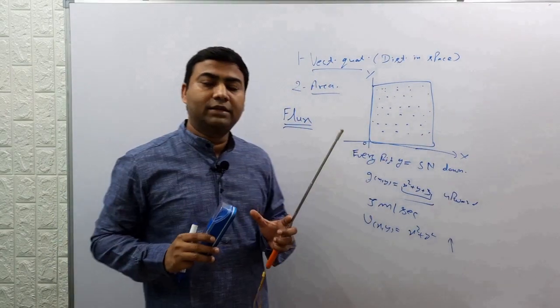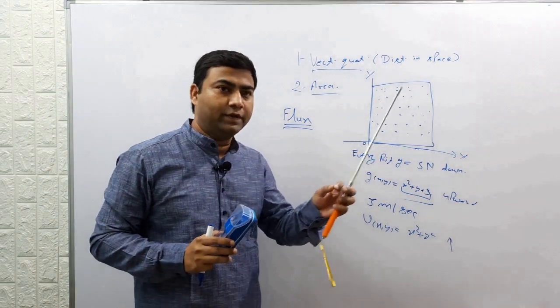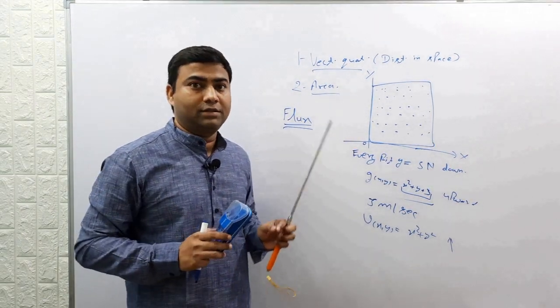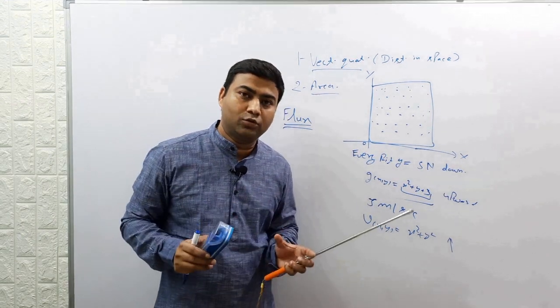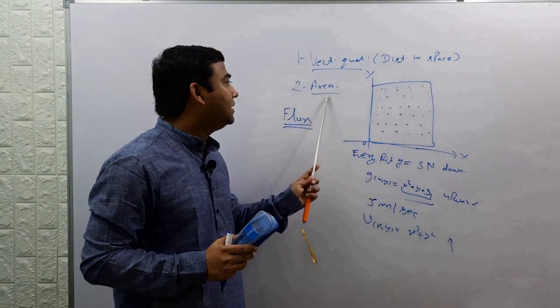A distributed vector quantity in space. That is the first requirement of flux. These are the components of flux, you can say: a distributed vector quantity, and second, an area.